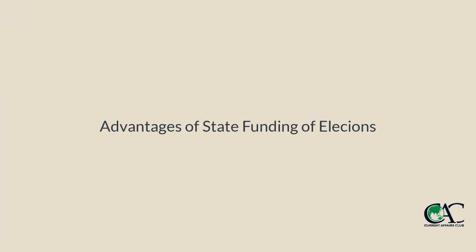state funding of election. State funding of election can be of two types: direct state funding and indirect state funding. Currently in India, we follow indirect state funding. In direct state funding, we directly give them money to run for the election. But in indirect state funding, we don't give money, but we give something in kind.